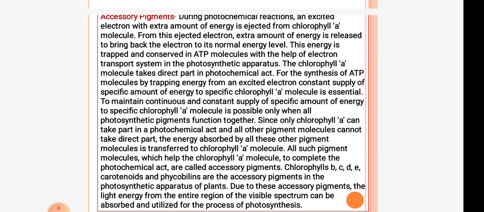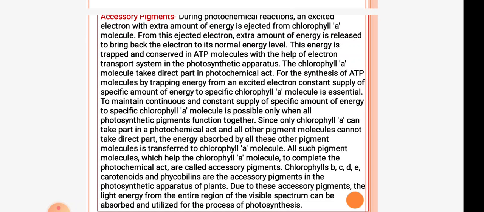Then we will see about accessory pigments. During photochemical reactions, an excited electron with an extra amount of energy is ejected from the chlorophyll A molecule. From this ejected electron, the extra amount of energy is released to bring the electron back to its normal energy level. This energy is trapped and conserved in ATP molecules with the help of the electron transport system in the photosynthetic apparatus. The chlorophyll A molecule takes direct part in the photochemical act.